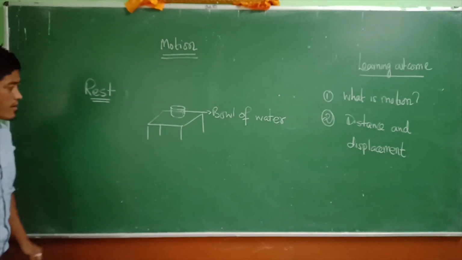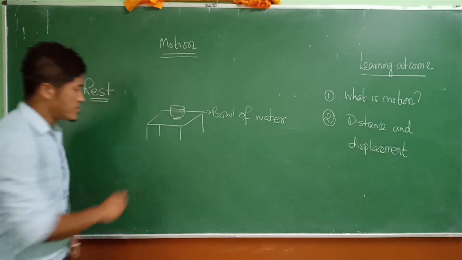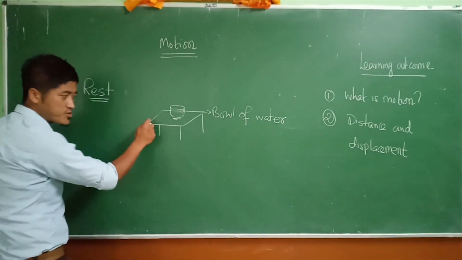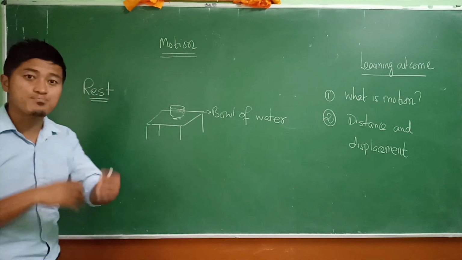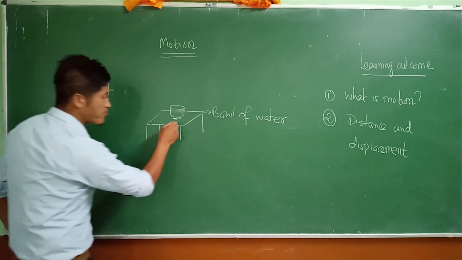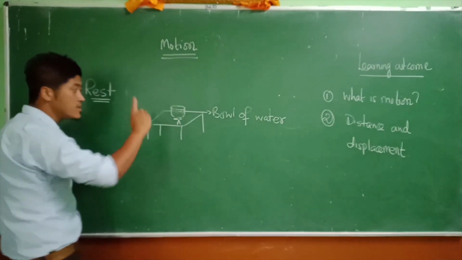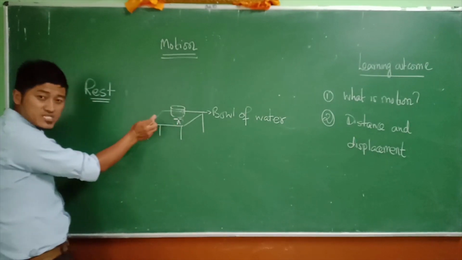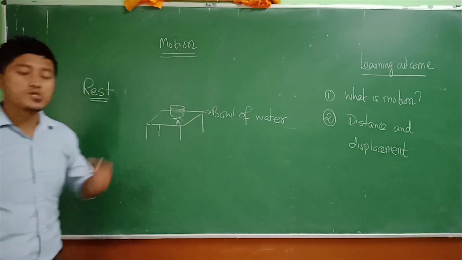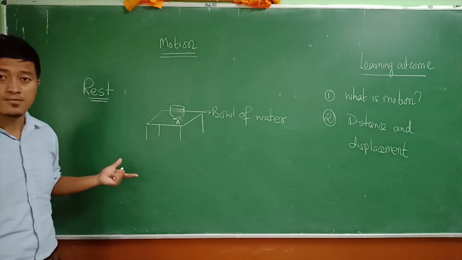Now, if that particular object, the bowl of water, is not changing its position with respect to this particular table, because this is the position A and this is the table itself, right? So if the position of A is not changing with respect to this table, we call this situation that the object is at rest.